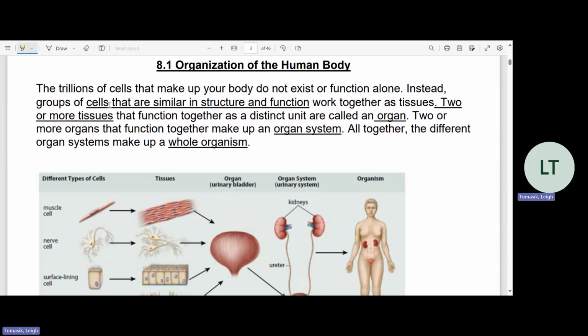we have cells that are similar in structure and function, they work together as tissue. So your skin would be an example of a tissue. Your skin is mostly made up of surface lining or skin cells, and they work together to keep the wrong things out of your body, right? Like dirt or pathogens, right? Diseases.